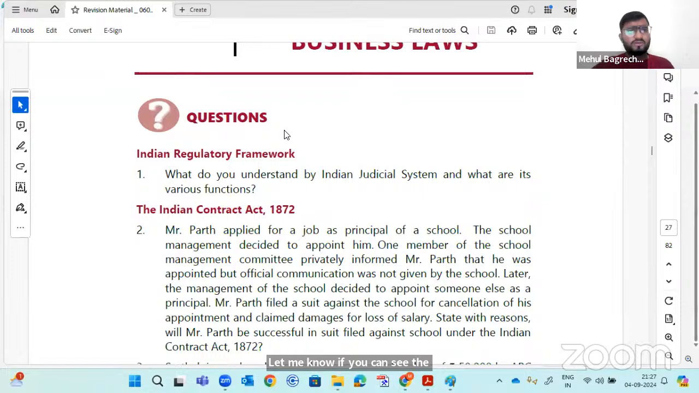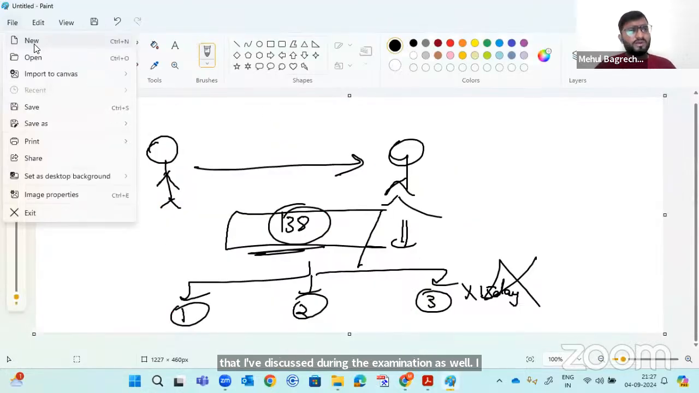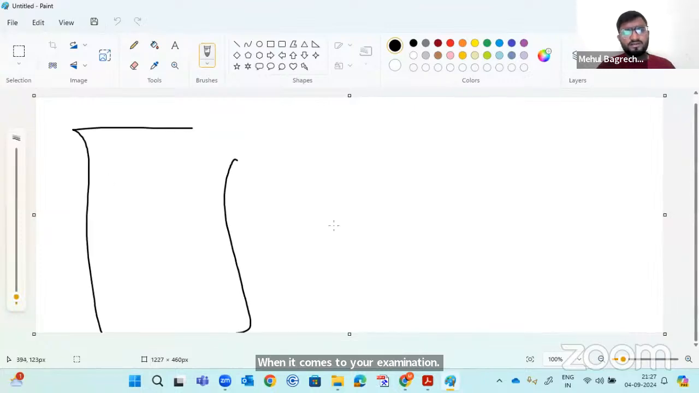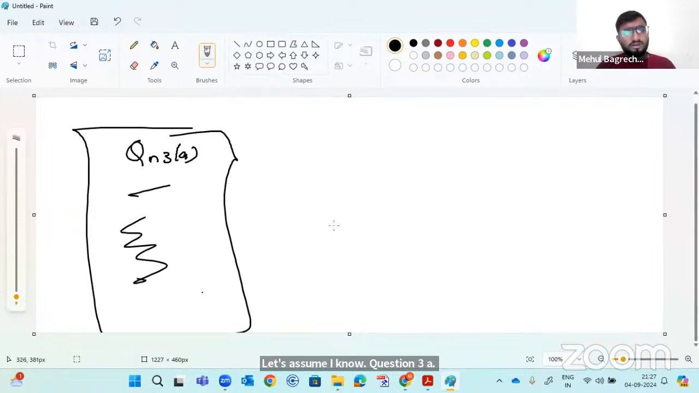I mean, during your early revisions as well, but nevertheless, I'm going to talk about it quickly now. When it comes to your examination, guys, let's assume this is your answer script. Let's assume I know question 3A. Write the best of it, whatever you want to. Will I write question 3B also here?